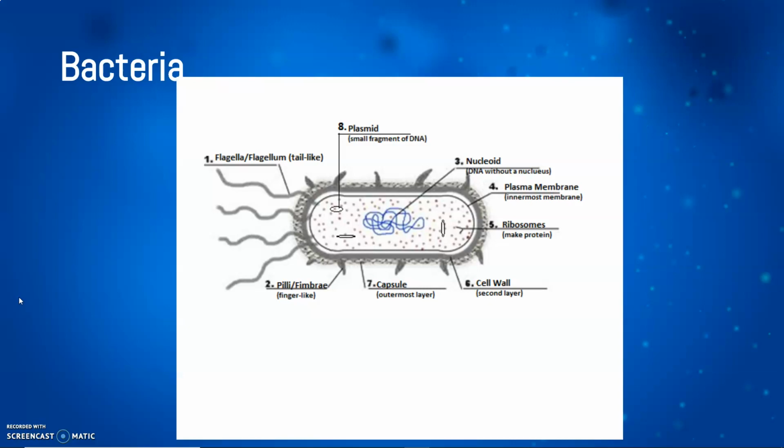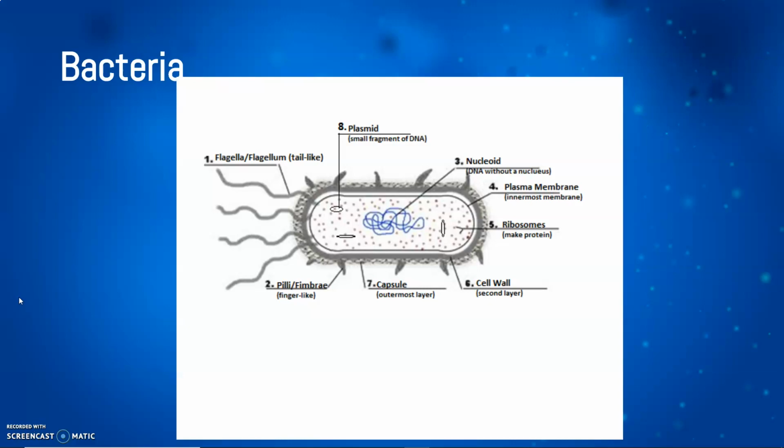Number 3 is a nucleoid. Bacteria are considered to be prokaryotes, so they do not have a nucleus. So the nucleoid is basically a long strand of DNA for the bacteria, and this is how the bacteria can reproduce asexually, is with this strand or with this nucleoid. Number 4 is the plasma membrane. Functions just like our plasma membrane does, and it basically keeps the bad things out and lets the good things in. Number 5, the ribosomes.